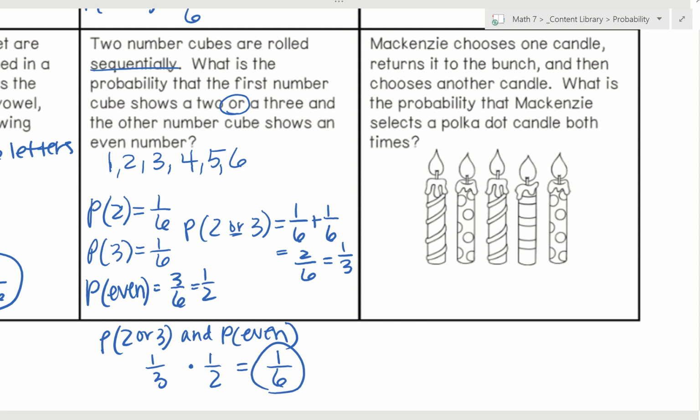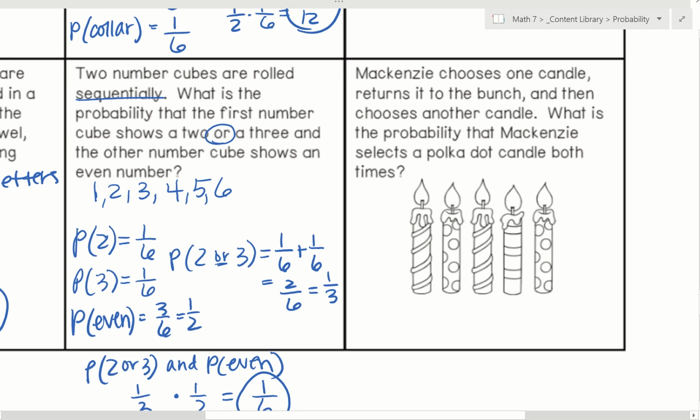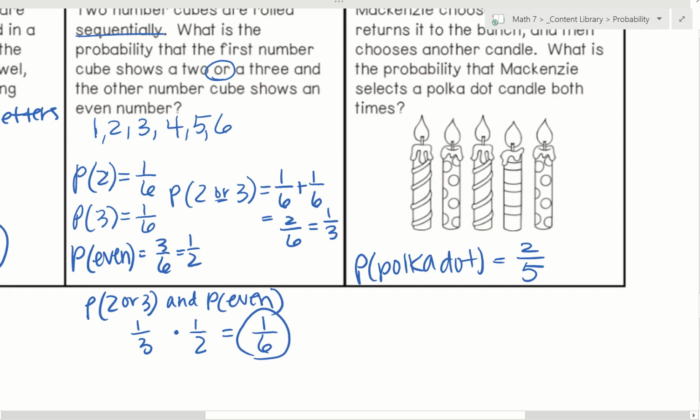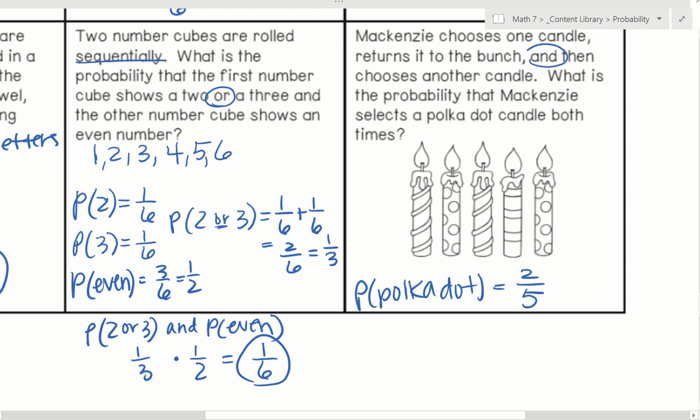Now, last one. Mackenzie chooses one candle, returns it to the bunch, and then chooses another candle. What is the probability that Mackenzie selects a polka dot candle both times? Okay, so the probability of a polka dot is 2 out of these 5 candles. She replaces it, so it's not going to change the denominator. It's still going to be choosing from 5 things. Again, it says and she's returning it, so that's good.